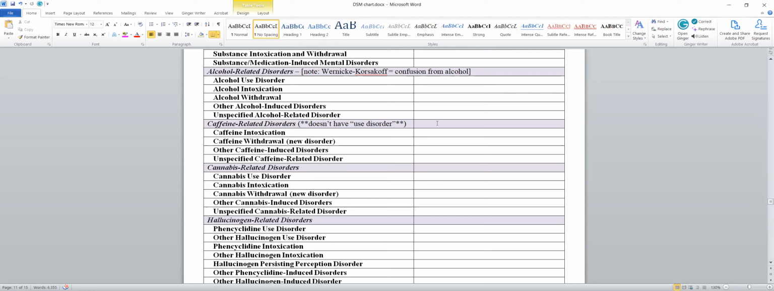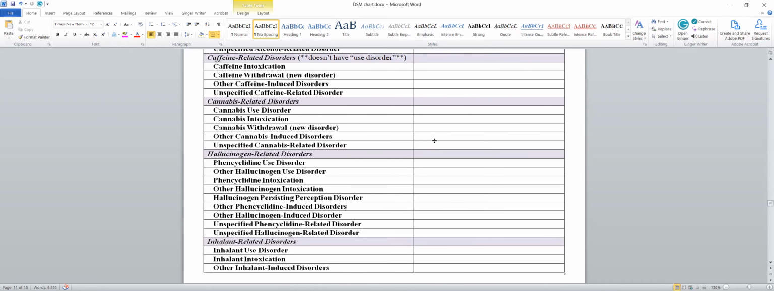Cannabis-related disorders, cannabis use disorder, cannabis intoxication, cannabis withdrawal, other cannabis-induced disorder, unspecified cannabis-related disorder, hallucinogen-related disorders, phencyclidine use disorder, other hallucinogen use disorder, phencyclidine intoxication, other hallucinogen intoxication, hallucinogen persisting perception disorder, other phencyclidine-induced disorders, other hallucinogen-induced disorder, unspecified phencyclidine-related disorder, unspecified hallucinogen-related disorder.